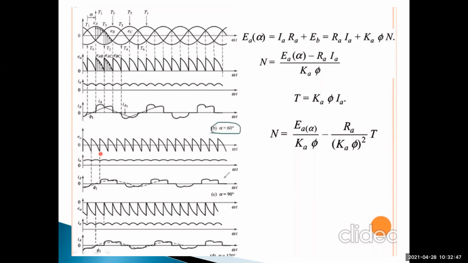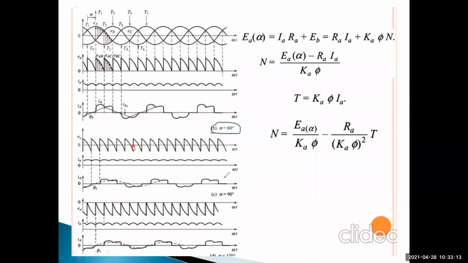Understood. So this is the output voltage and output current of the three-phase fully controlled converter. But in a semi converter, there are no negative peaks. There is discontinuity in the output voltage but continuity in the current. There are no negative peaks in the semi converter because of the freewheeling diode.